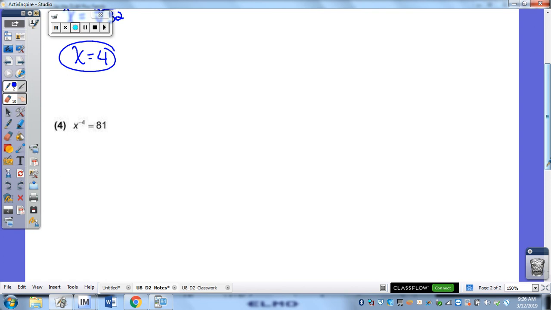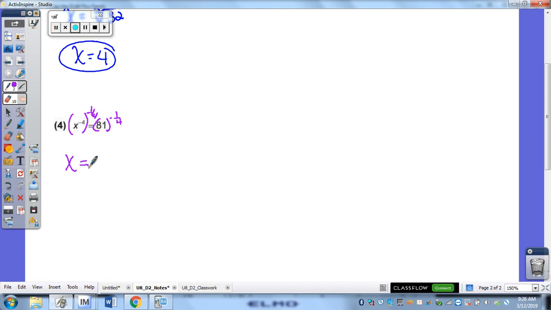So number 4 is just a little bit different because this time we have a negative exponent. It's just a negative 4. But the steps are going to be the same. So is my x by itself? Yes. So I'm going to raise both sides to the reciprocal power, which would be negative 1/4. Since that original exponent was negative, its reciprocal will also be negative because negative times negative makes a positive, which is what we want.